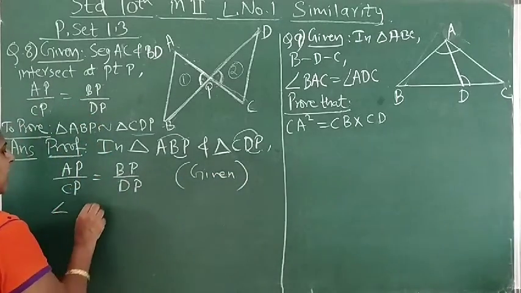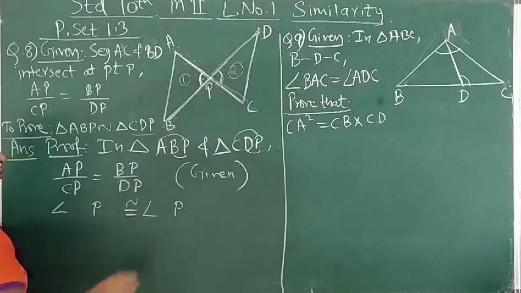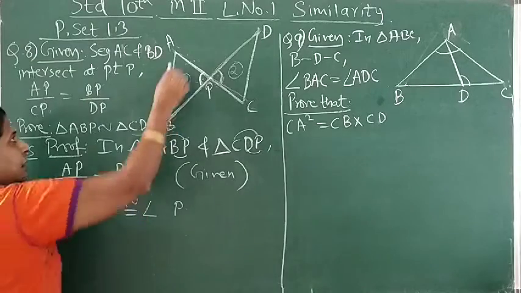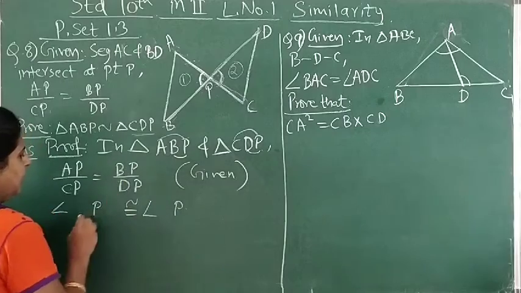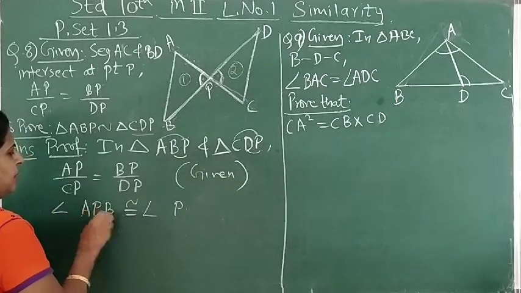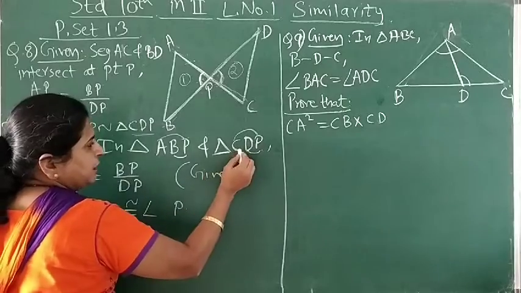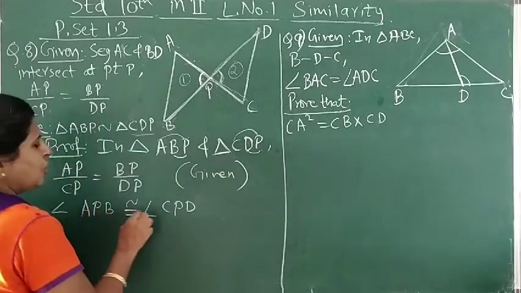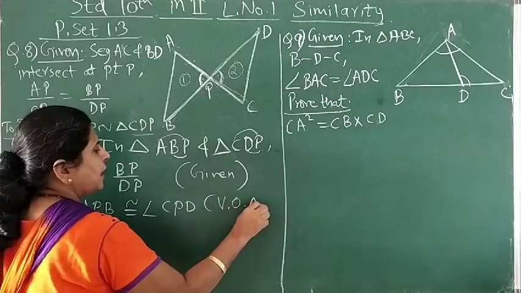And now let's write angle P is congruent to angle P, so this is vertically opposite. To write the three letters of this angle, take A and B remaining, so write A here and B here. So you will get this angle APB. And here we have written P in between, so the remaining two letters C and D. So angle APB is congruent to angle CPD. The reason is vertically opposite angles.